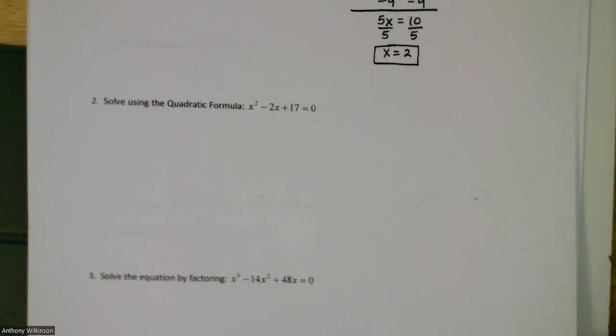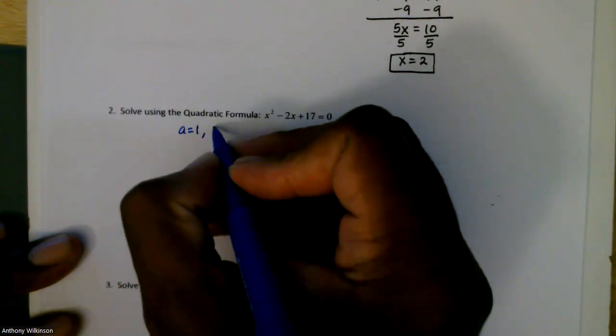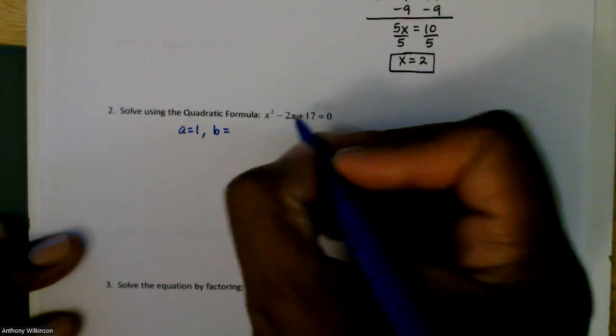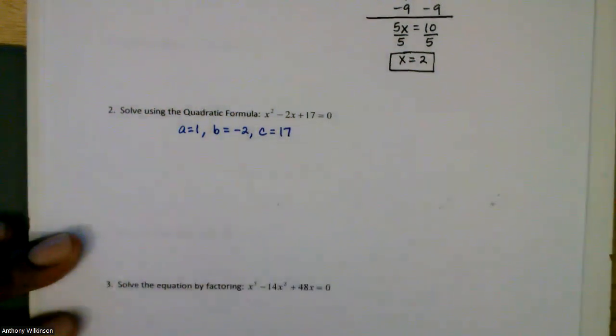Problem number 2 is solving using the quadratic formula. And you have to know what the quadratic formula is. So here, the quadratic equation that we're dealing with is x squared minus 2x plus 17 is equal to 0. So first of all, I need to identify what A, B, and C are. A comes from the coefficient of the x squared term. In this case, the A is going to be 1. The B is the coefficient of x, that's -2. Your C is your constant term, that's 17.